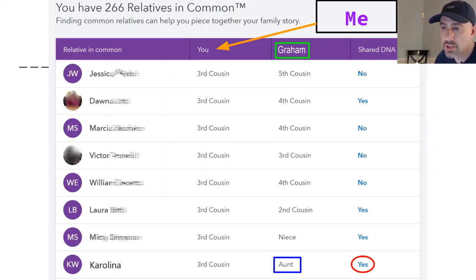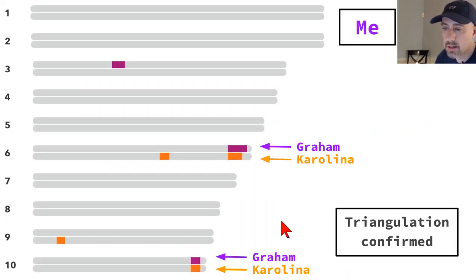Finally, we can go to the shared match list that I have for Graham, and Karolina is on the list of matches that we share. We both match Karolina. Karolina is Graham's aunt. There is a yes here to indicate that there's some triangulation going on, and if we click that yes, we're taken to the page that shows that Graham and Karolina triangulate with me on chromosome 6, and Graham and Karolina triangulate with me specifically on chromosome 10. So once again, triangulation is emphatically confirmed with the triangulation feature at 23andMe as predicted by visual triangulation earlier, before we had access to this set of tools.